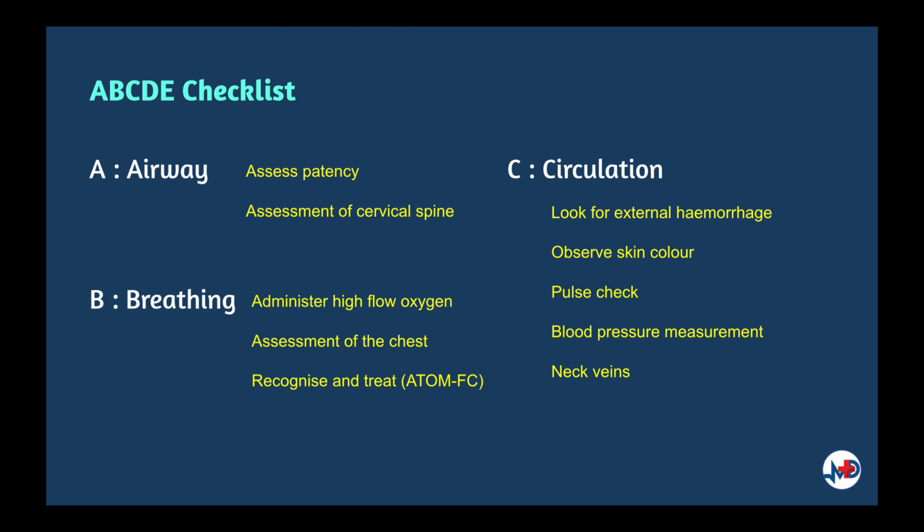Next, we have B for breathing. Administer high flow oxygen. Assess the chest by inspection, palpation, and feeling for the trachea. You may then move on to recognize and treat the common causes of arrest here. That would be ATOM FC: airway compromise, tension pneumothorax, open pneumothorax, massive hemothorax, flail chest, and cardiac tamponade. And lastly, for C, we have circulation.